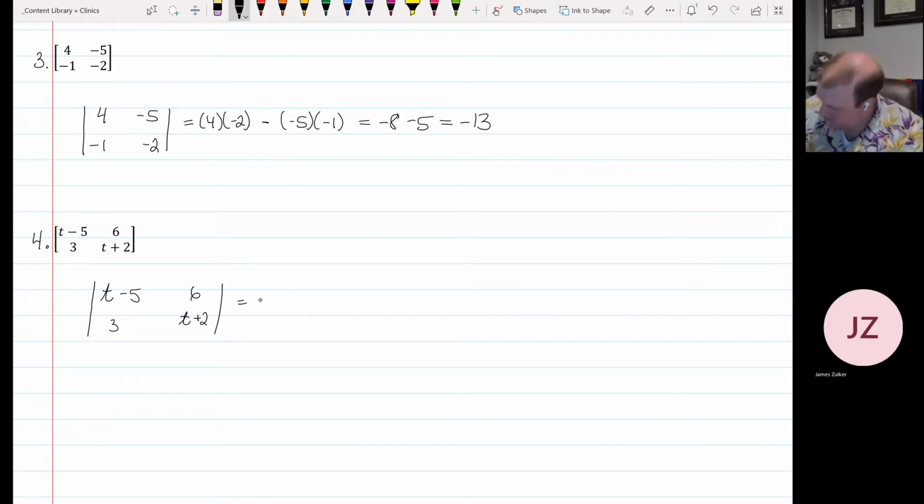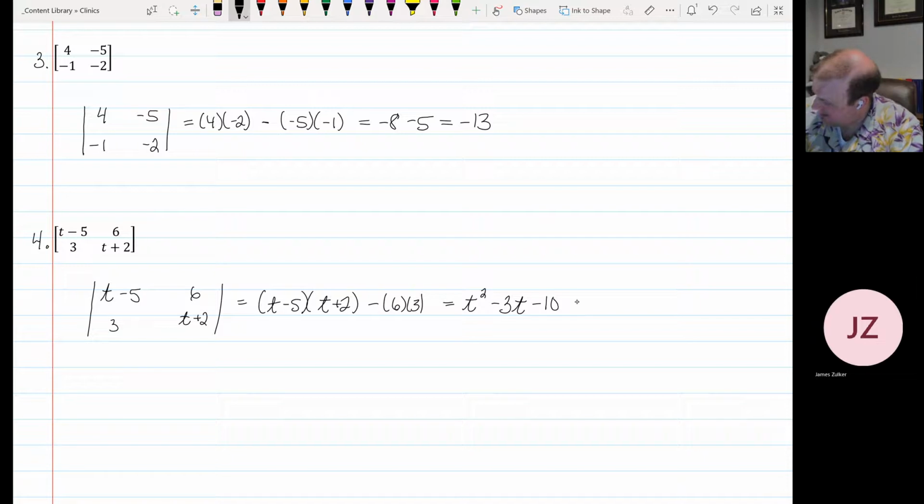This determinant will get t minus 5 times t plus 2 minus 6 times 3. We do that FOIL. We get t squared minus 3t minus 10, and then minus 18. And so we get as our determinant this time, t squared minus 3t minus 28.